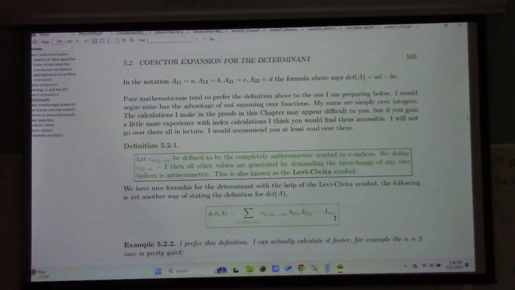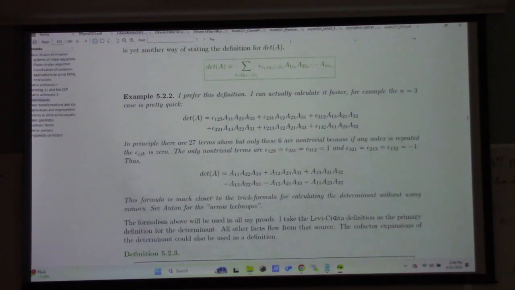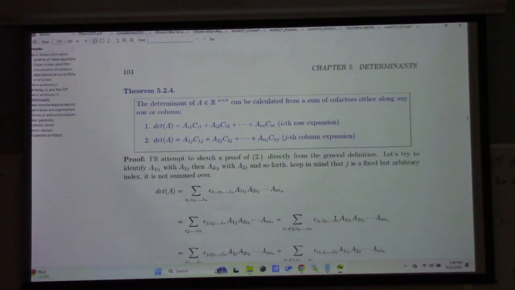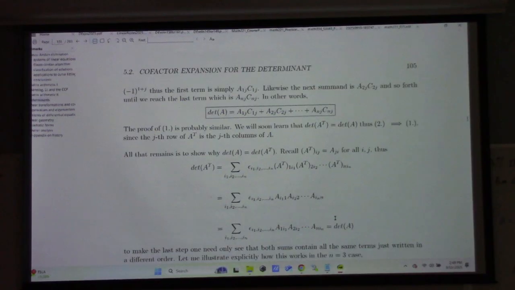So here's the formula I shared with you guys last time. Here's how the formula explicitly works out in the 3 by 3 case. You get these 6 non-trivial terms, plus, plus, plus, minus, minus, minus, and that is straight up the determinant formula. Although I don't recommend remembering it that way. We talked about this. This is the column. You can either expand on the row or expand on the column. And let me get past this.